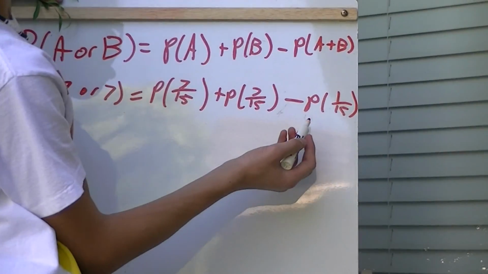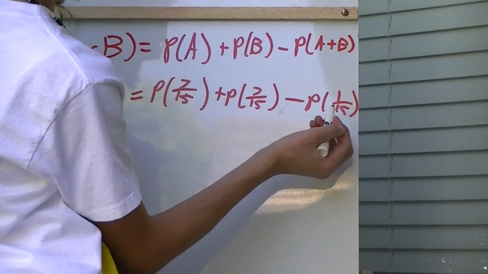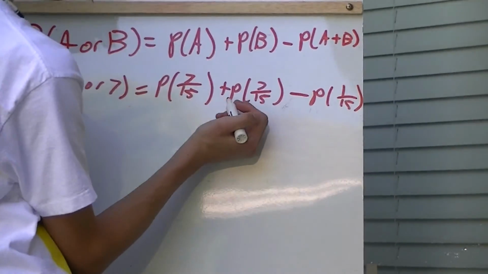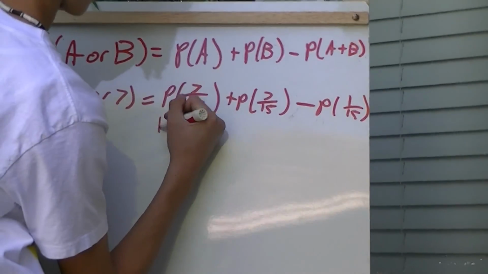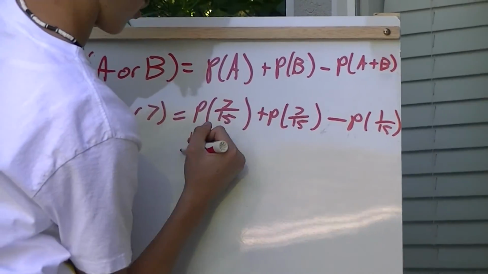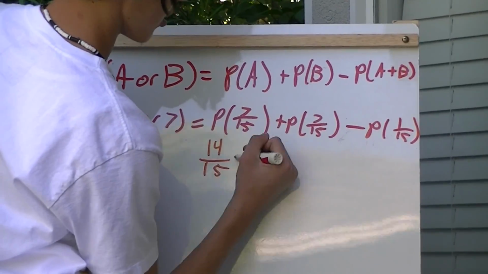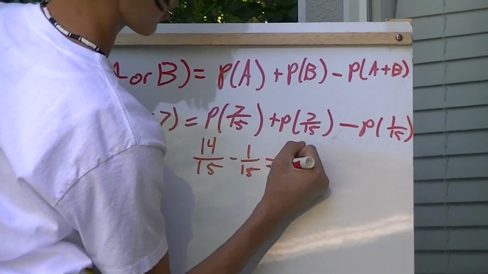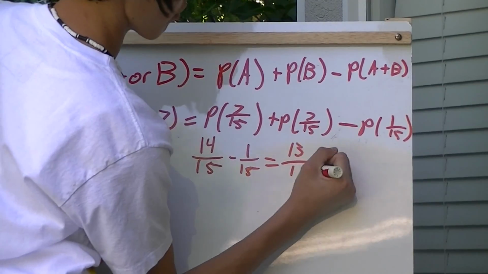The 1 over 15 is the person who ate both M&Ms. You take that out because he did both things. So what you're going to end up with is 14 over 15 minus 1 over 15 equals 13 over 15.